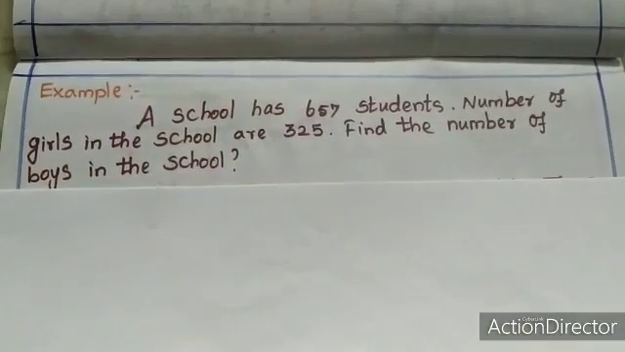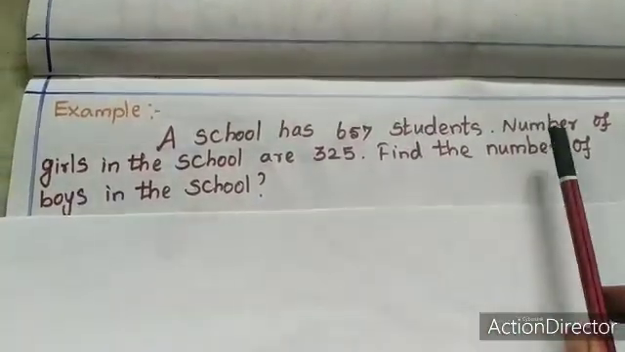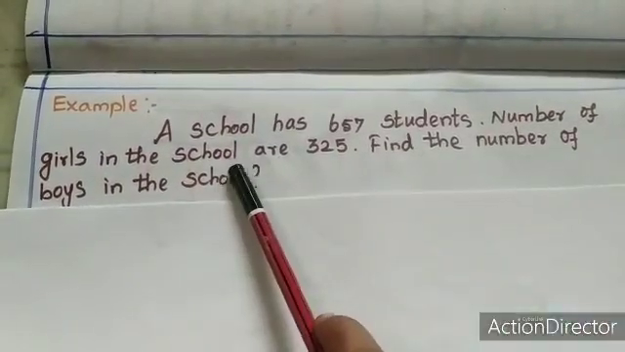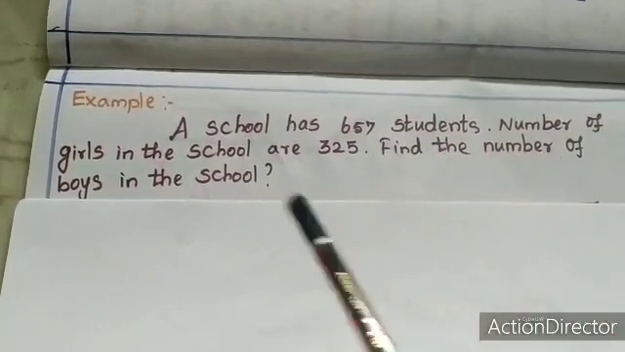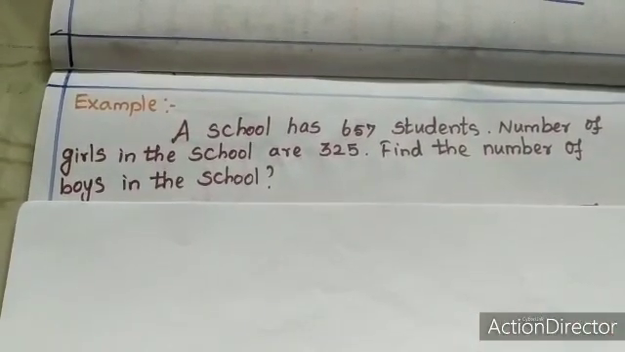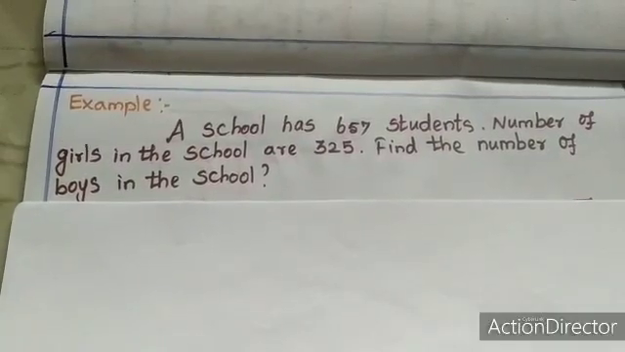Example. A school has 657 students. Number of girls in the school are 325. Find the number of boys in the school. Now let's start the solution part.